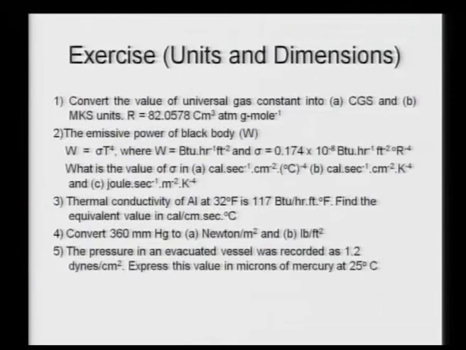Fourth, convert 360 millimeter mercury to Newton per meter square and pound per feet square. Fifth, the pressure in an evacuated vessel was recorded as 1.2 dynes per centimeter square. Express this value in microns of mercury at 25 degrees Celsius. Now, you must have noted that I tried to give the problems in all the basic system units, that is CGS, MKS and FPS. You must be conversant with the interconversion of units from one system to another, that is also an important thing.